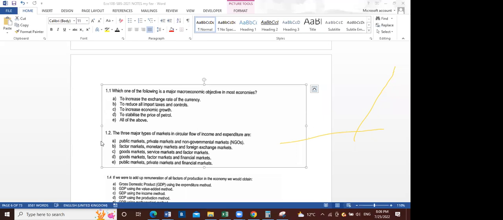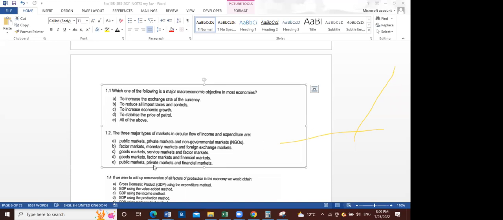we've talked about this one, A, public goods, private markets, non-governmental markets. B, sector markets, monetary markets, foreign exchange markets. C, goods market, service markets, sector markets. D, goods market, sector markets, financial markets. E, public markets, private markets, and financial markets. For those with answers, you can type on the chat. Which one do you think is the correct solution here?